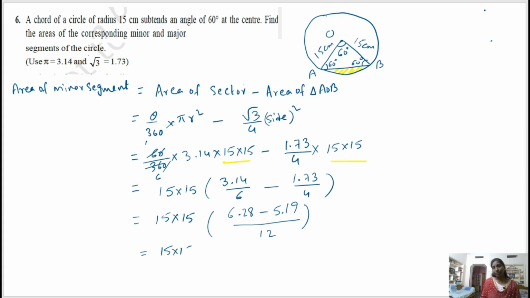Now 15 into 15. Now subtract 6.28 minus 5.19. So here we can subtract 6.28 minus 5.19. So 18, it will become 1. 18 minus 9 is 9, 0, and this is 1. So it is 1.09 divided by 12.